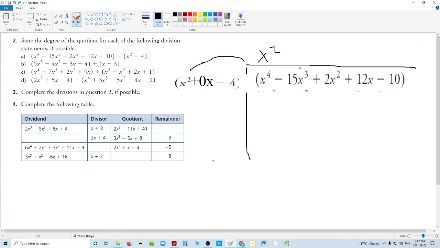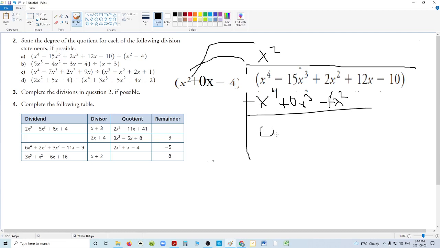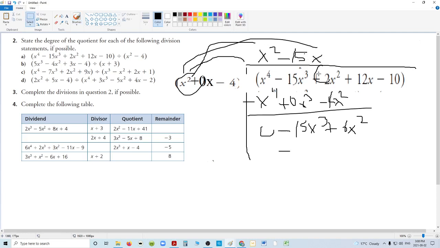So now if I do it properly, I can see that I have to multiply by x squared, and I get x to the 4 plus 0x cubed minus 4x squared. Now my minus 4x squared is under the right spot. And when I subtract it, I get 0. I'm left with minus 15x cubed. And then when I subtract this, I'm left with plus 6x squared. That's very important to include the missing terms. So now I have a minus 15x cubed. And how much does this go in there? Minus 15x. And if I multiply it down, I get minus 50. Oh, now we have to bring down the next term as well.